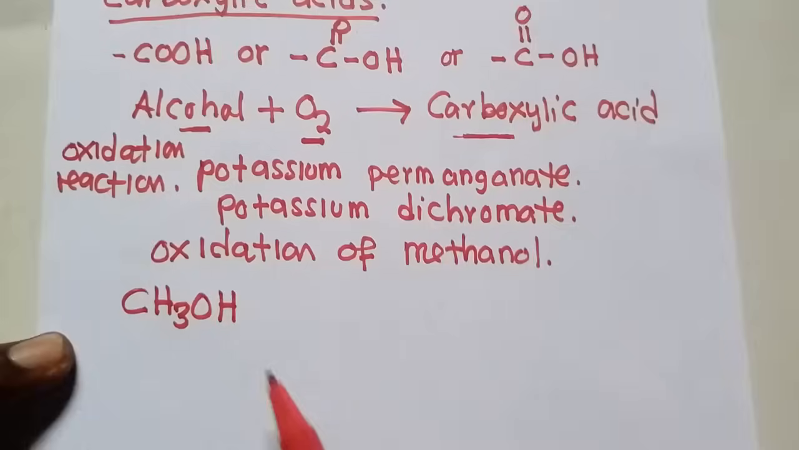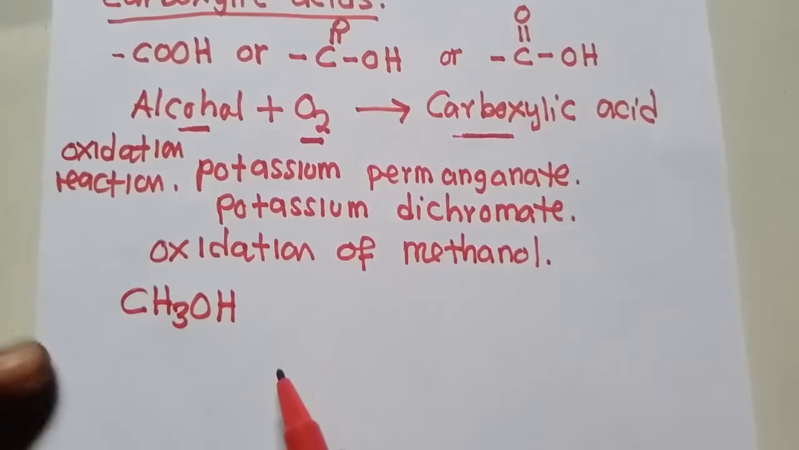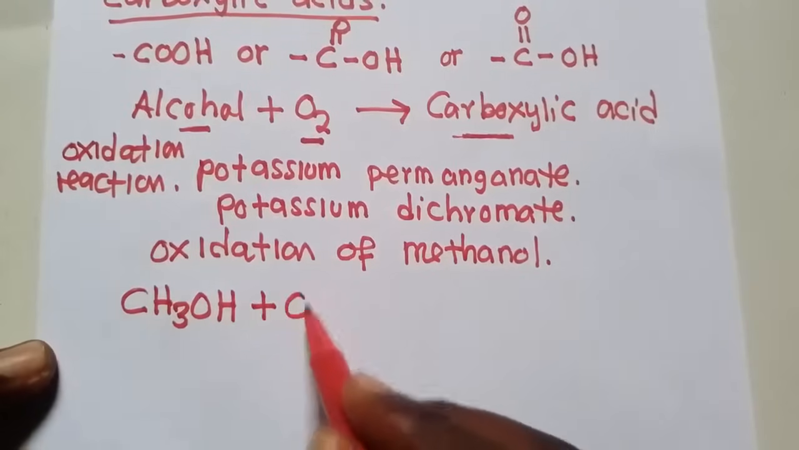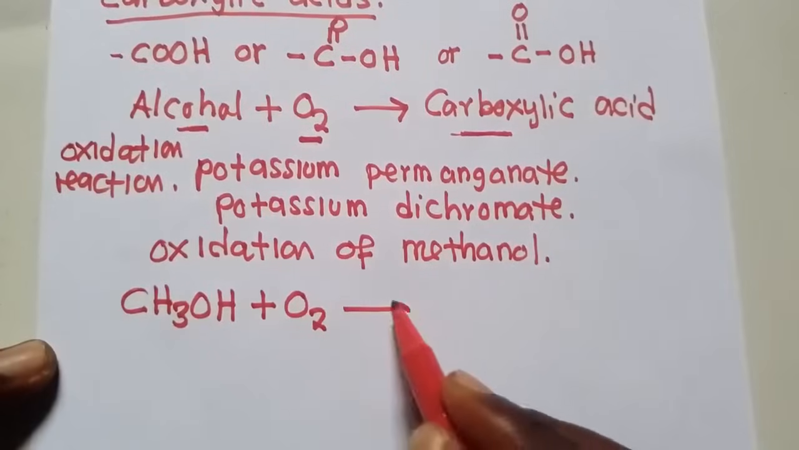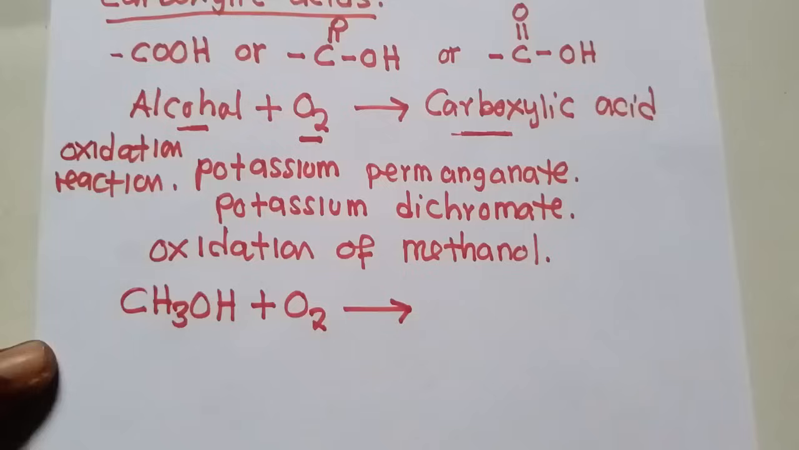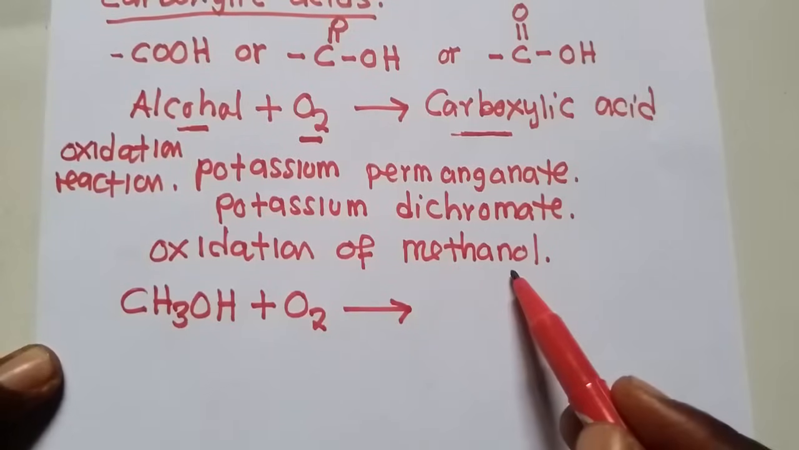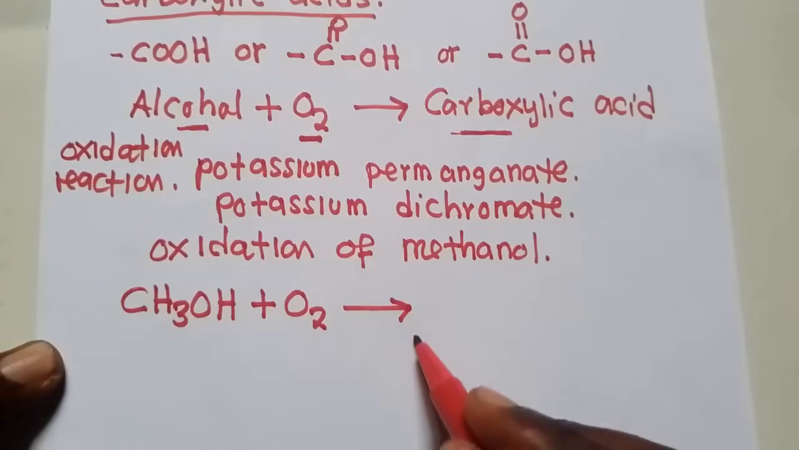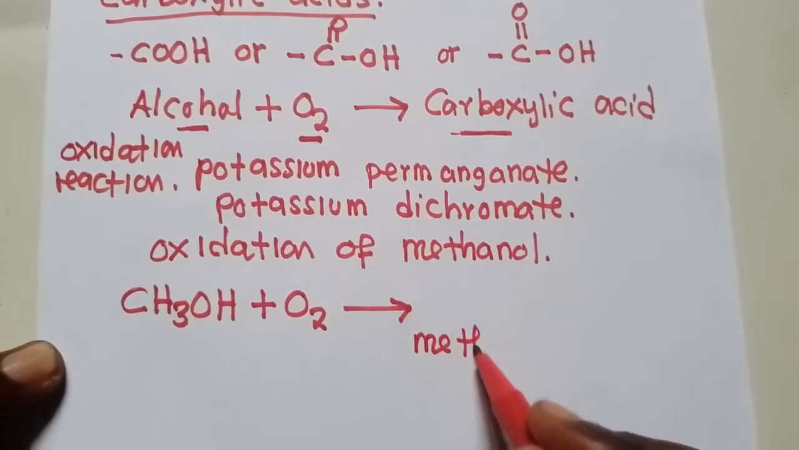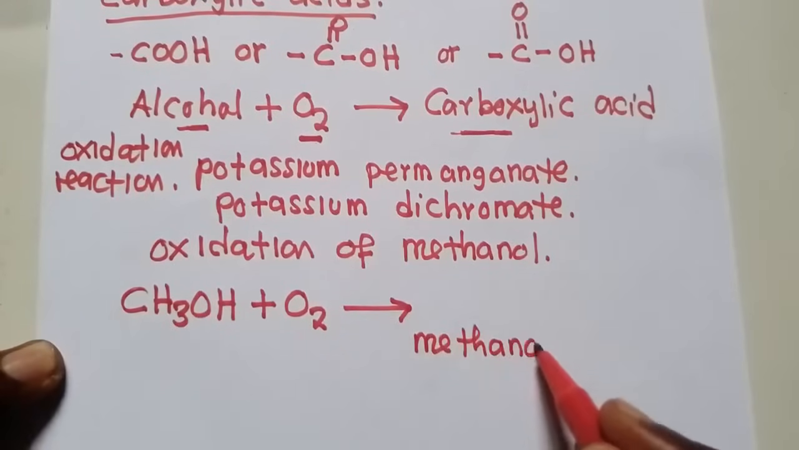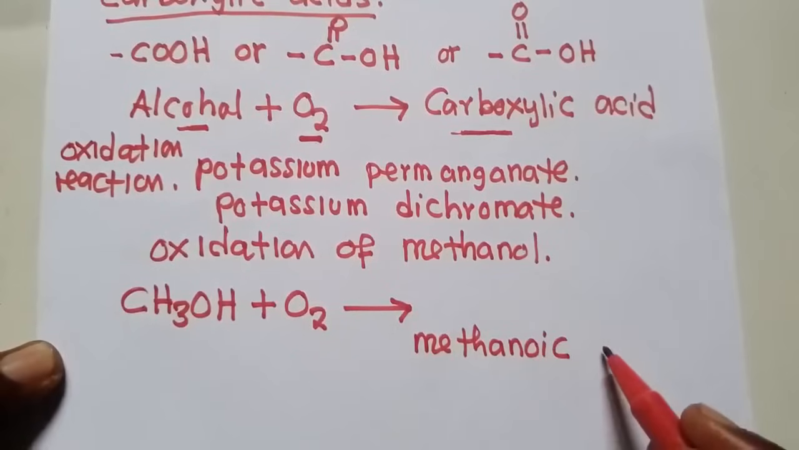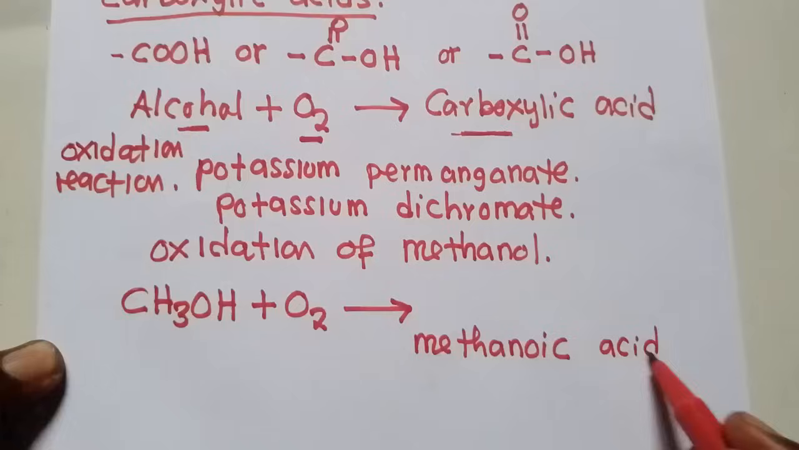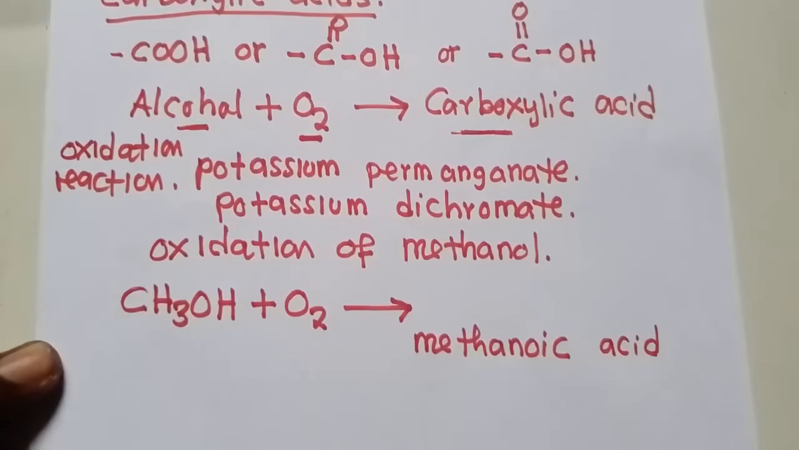CH3OH. This is what? This is methanol. So methanol is reacting with the oxygen like this to produce what? To produce a carboxylic acid. Since we are using methanol, the carboxylic acid which will be produced will have this name: methanoic acid. This is the acid that is going to be produced.